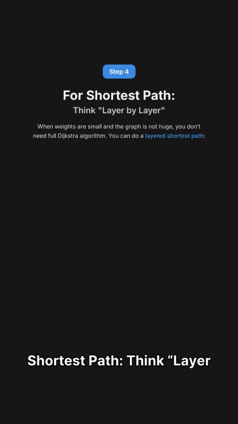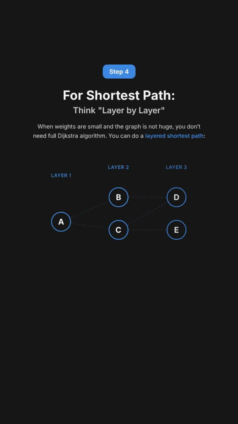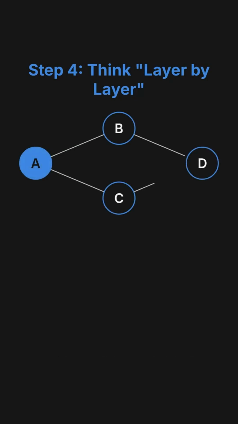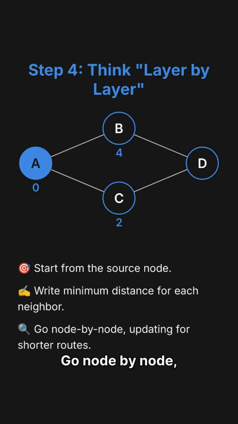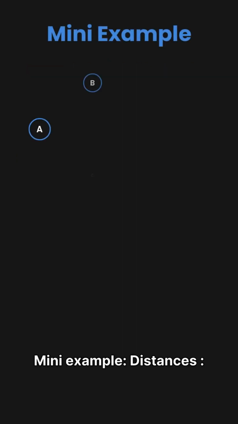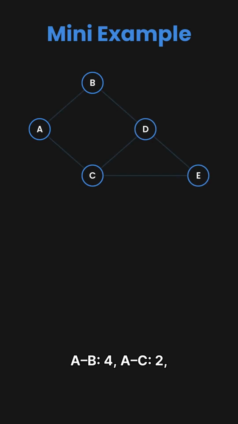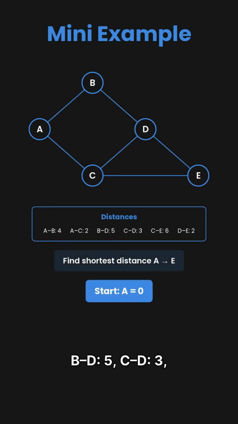Step 4. For shortest path, think layer by layer. When weights are small and the graph is not huge, you don't need the full Dijkstra algorithm. You can do a layered shortest path. Start from the source node. For each neighboring node, write the minimum distance you know so far from A, go node by node, updating distances if you find a shorter route. Mini example. Distances: AB 4, AC 2, BD 5, CD 3, CE 6, DE 2. To find the shortest distance AE step by step.